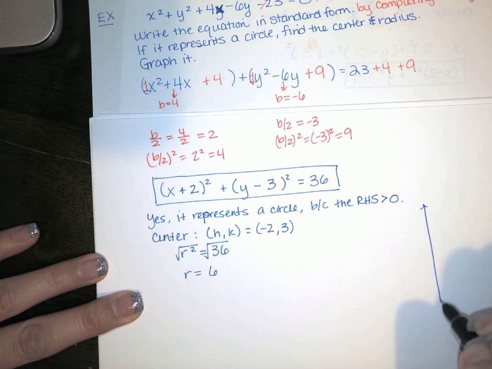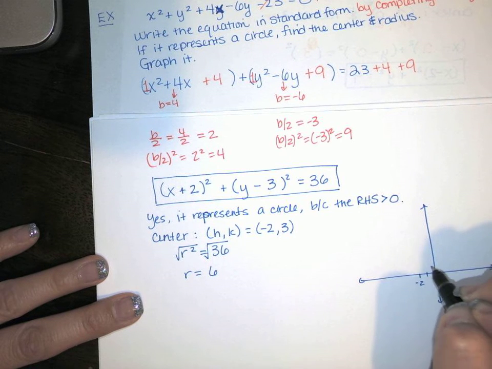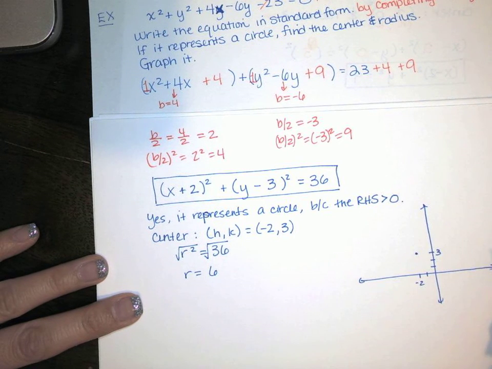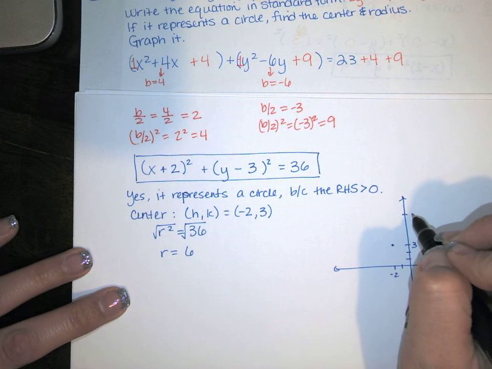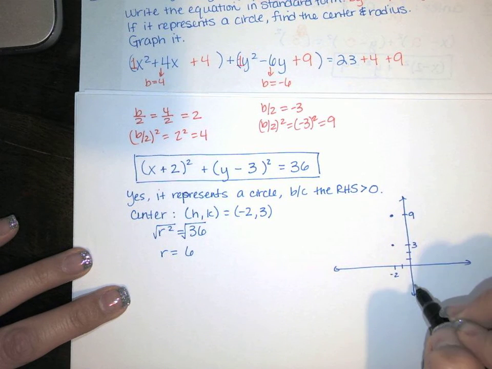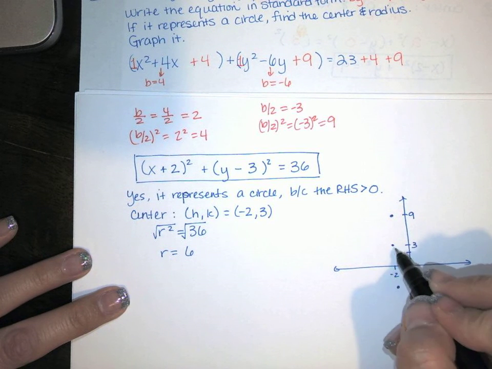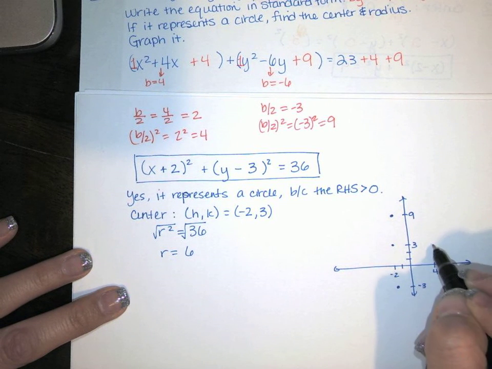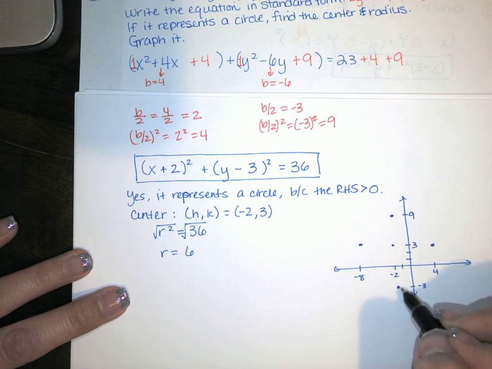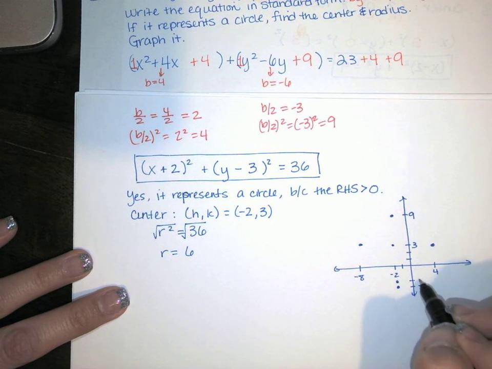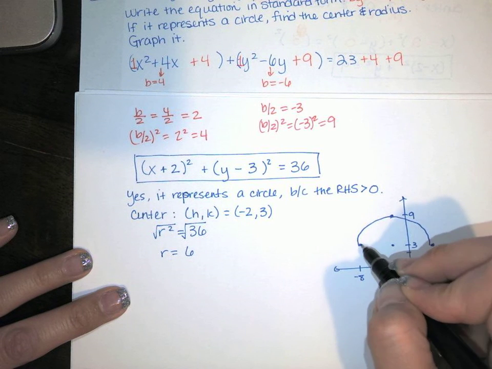So if I wanted to graph this, I'd go out to -2, 3, plot that point, and I'm not going to try to be perfect with this one. I'm just going to go up 6 to 9 and down 6 to -3. Probably do a better job without the tick marks, honestly. And then we're going to go to the right 6 to 4 and to the left 6 to -8. Yeah, except for that bottom point, that's definitely not -3. Okay, and then just draw a curve connecting those.